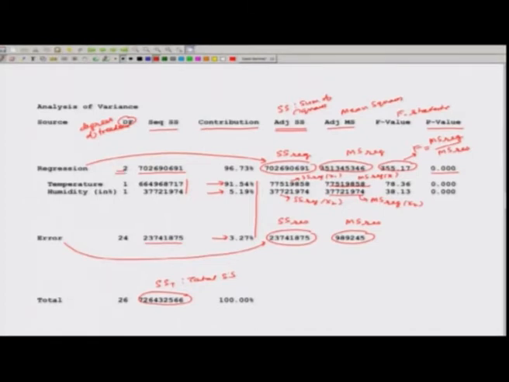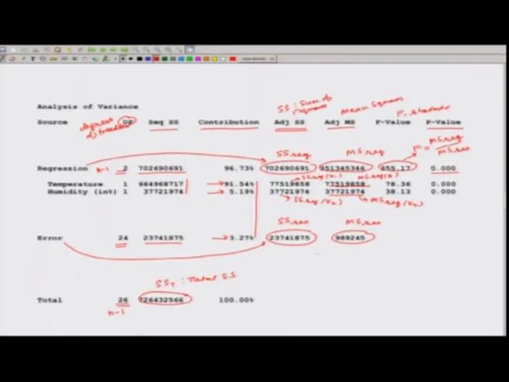Here it is 2, which was equal to k minus 1, that is 3 minus 1, and this degrees of freedom was n minus 1. So this is 27 minus 1, and this was n minus k, so this is 24 degrees of freedom.